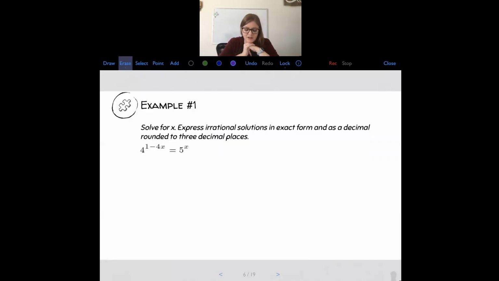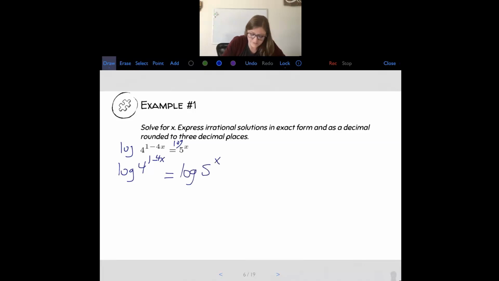So our first example, solve for x, express irrational solutions in exact form and as a decimal rounded to 3 decimal places. So we have base 4 and base 5, and those don't talk to each other. We can't make them the same using powers that we know. So in order to solve this, we'll take the log of both sides. So we have log, this is base 10, of 4 to the power of 1 minus 4x equal to log of 5 to the power of x. Now using the power rule, the exponent is able to come down in front so that we're able to solve for x.